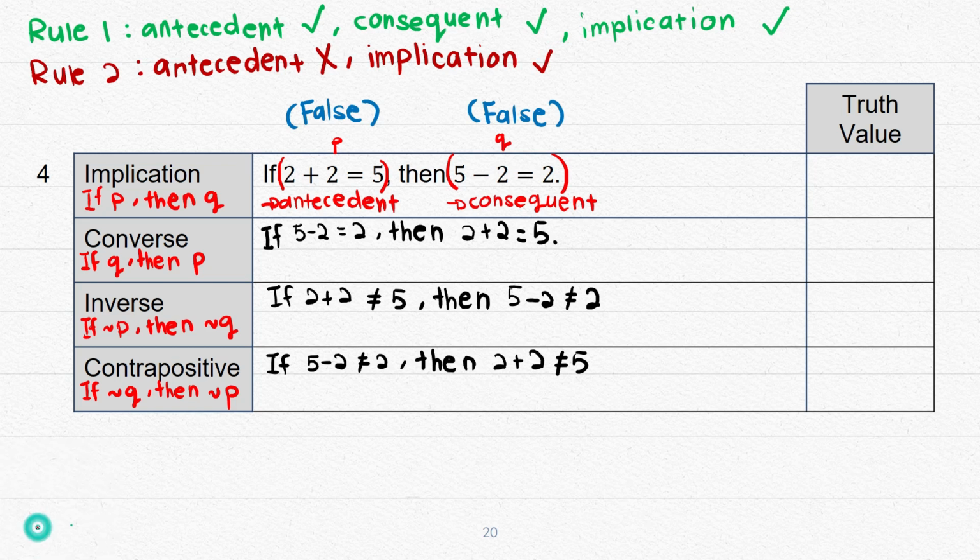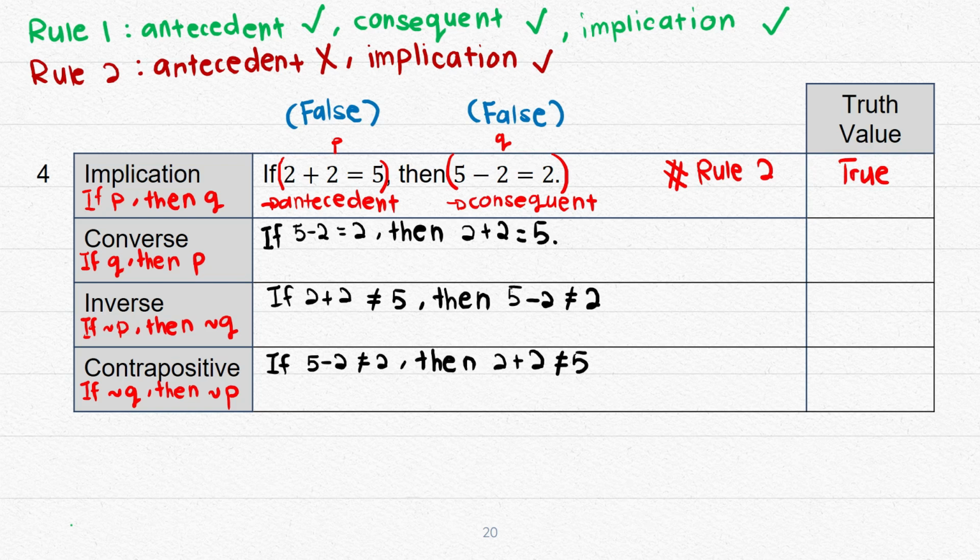Now for this question number 4, we know that P is false, the antecedent is false. Then which rule do we apply? Rule number 1 or rule number 2? Rule 2. Yes, rule 2. So what is the truth value for this implication? True or false? True. Yes, correct. Now you already understand.